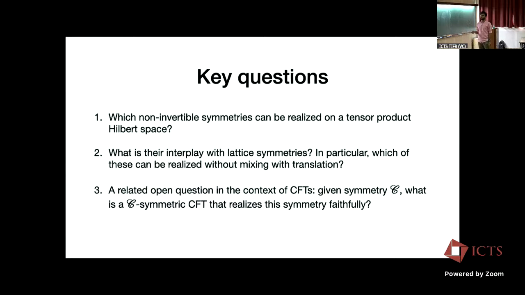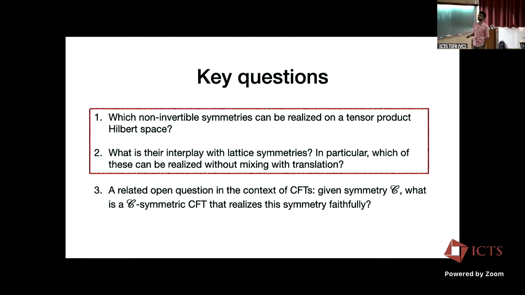So there are 3 questions that are kind of in this area. And we'll mainly be focusing on the first 2. Which non-invertible symmetries can I realize on a tensor product Hilbert space? And how do non-invertible symmetries generally interplay with translation? There's an interesting open question in the context of CFTs where, given any fusion category, can you show me a CFT that realizes that as topological defect lines?